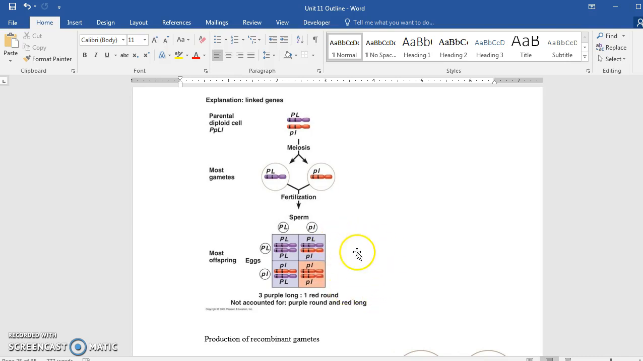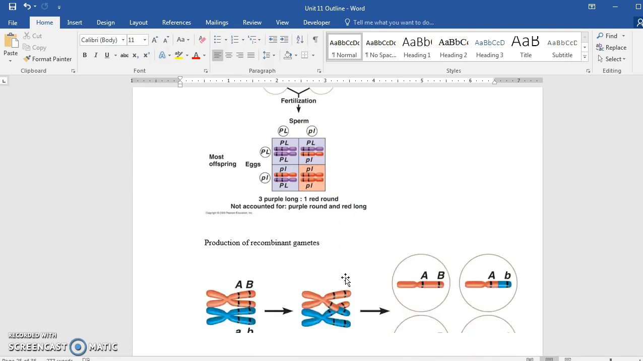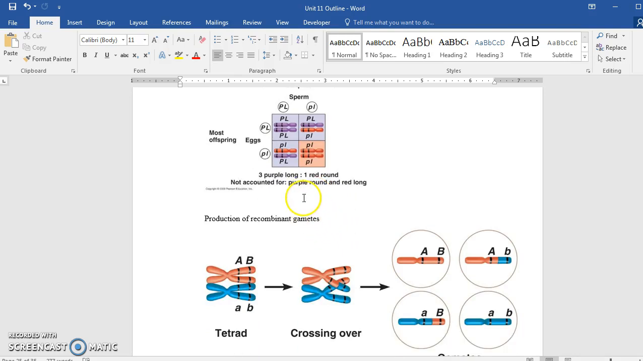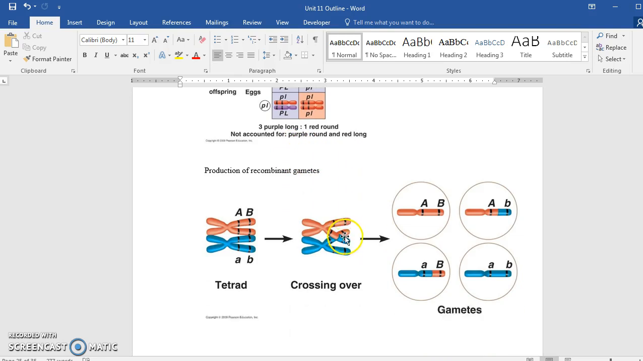And what is not accounted for here would be purple round and red long. This seems to be missing, and the reason being is because these are linked genes. And so you only have this 3-to-1 ratio instead of the 9:3:3:1 ratio. And you could get some purple round and red long if there's crossing over.